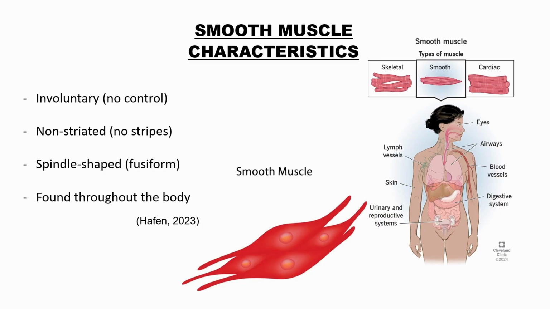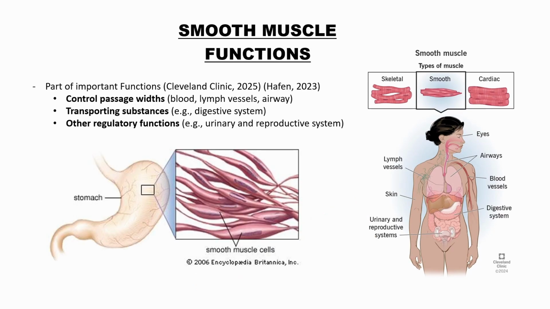First, smooth muscle. This one is involuntary, meaning we cannot control it. It's non-striated, so no stripes. It's spindle shaped, so the middle is wider and the ends are smaller, and we can find it throughout the body, such as in our skin.